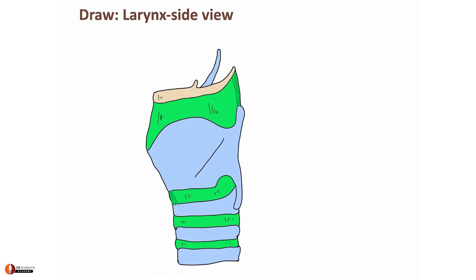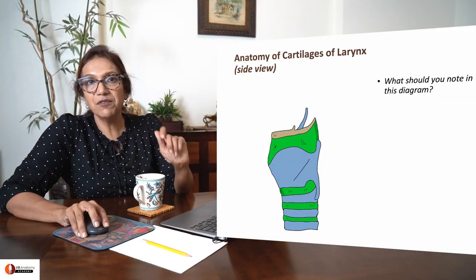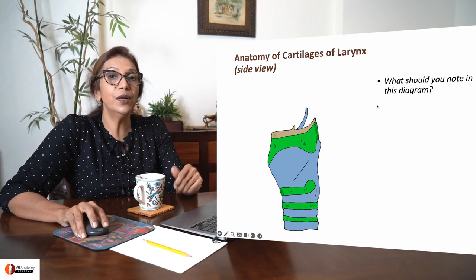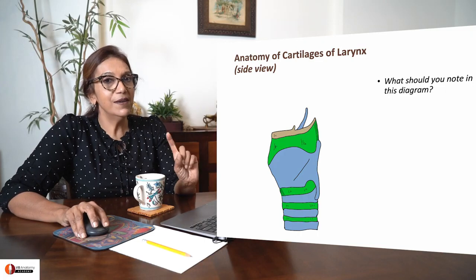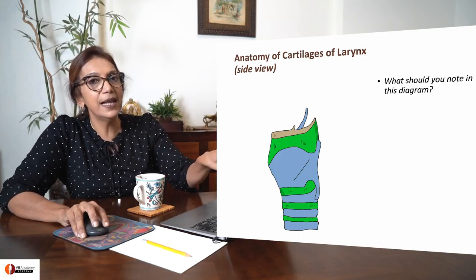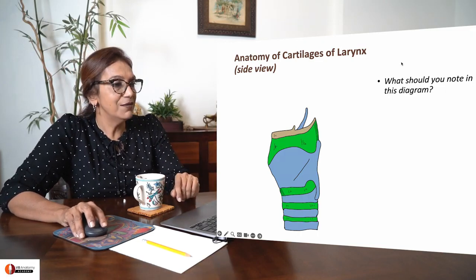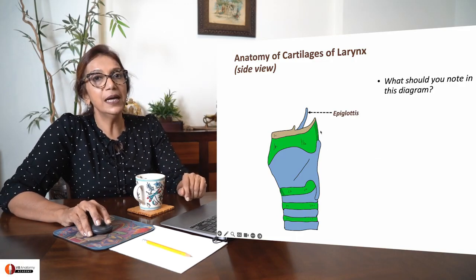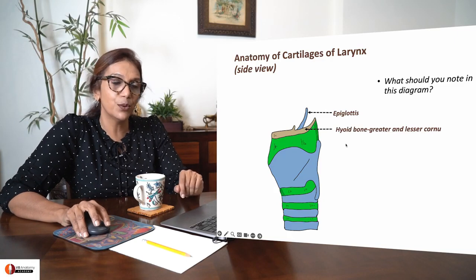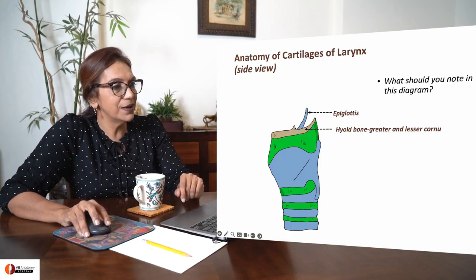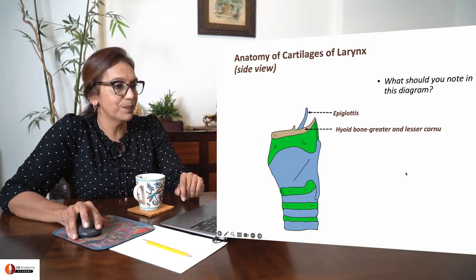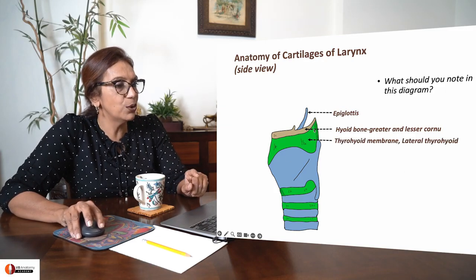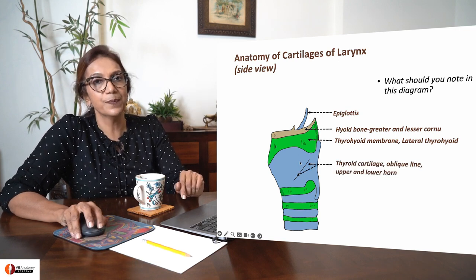Let's revise this quickly. So this is the diagram we have created, right? So what should we note in this diagram? What are we trying to learn out of it? We have learned that when we look at the larynx from the side, we find that a bit of epiglottis is extending upwards beyond the hyoid bone. That's the hyoid bone. I can see this hyoid bone, its lesser cornu, greater cornu, and so on. Then what I see is a thyro-hyoid membrane attaching my hyoid bone to the thyroid cartilage.